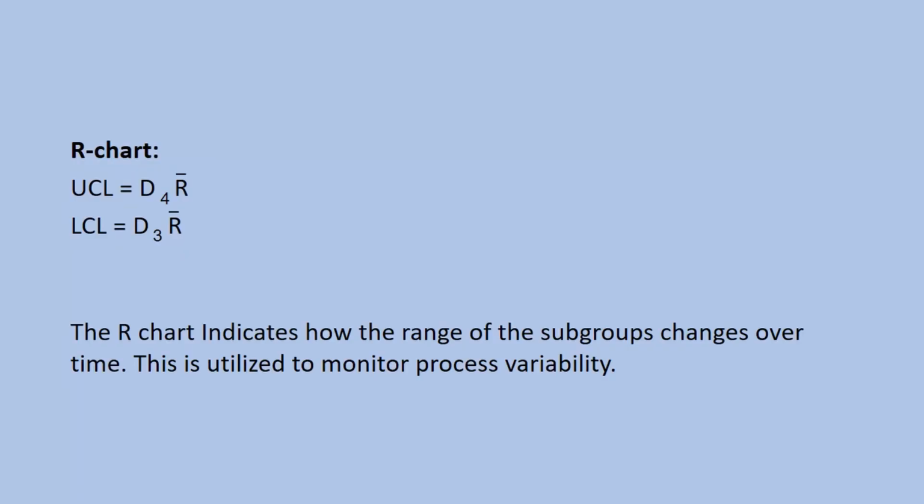Now let us develop an R-bar control chart. The equation for the R chart, UCL, is D sub 4 times the R bar. For LCL, it is D sub 3 times the R bar. The R bar indicates how the range of the subgroups changes over time. This is utilized to monitor process variability.